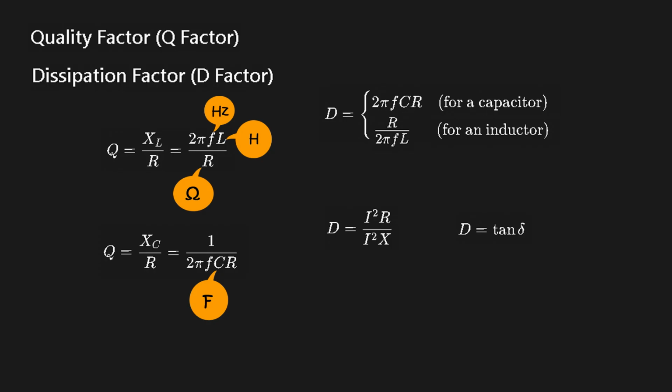Relationship between Q and D. Finally, the most important point, the quality factor and dissipation factor are reciprocals of each other. This means Q equals 1 divided by D. So if Q is high, D is low. If Q is low, D is high.